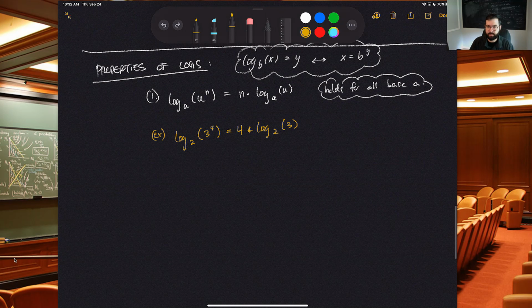Another way to do this, which can be a lot more helpful, is let's say I had common log of 10 to the 5th.